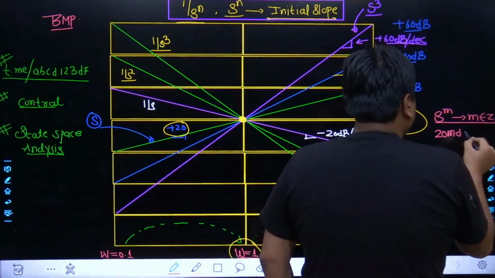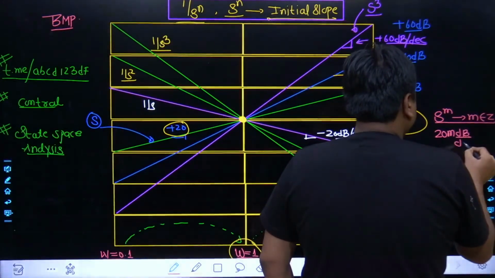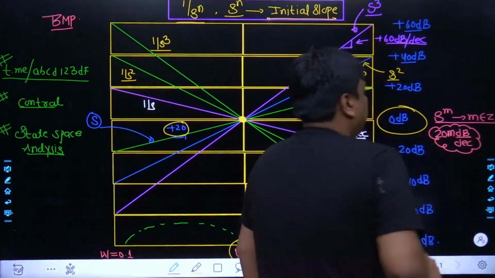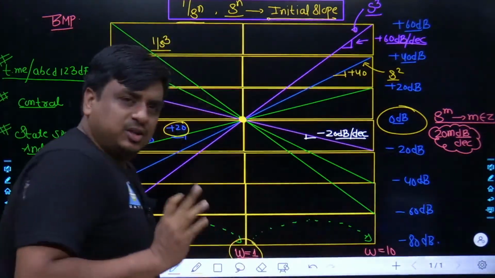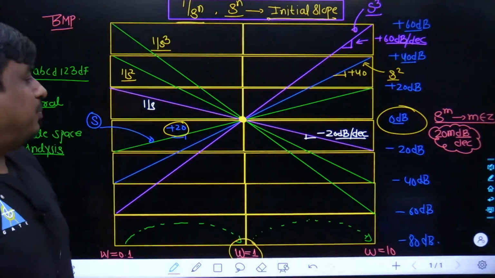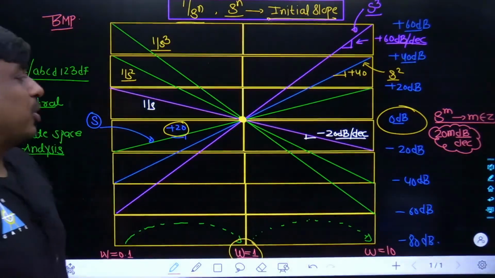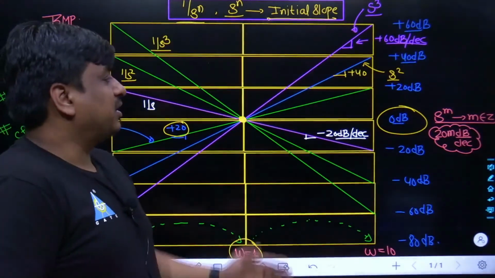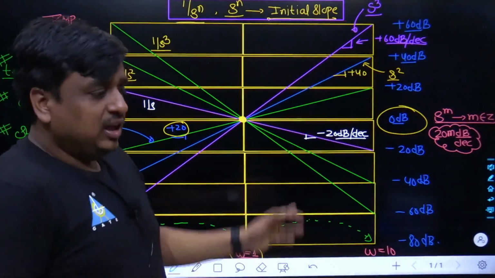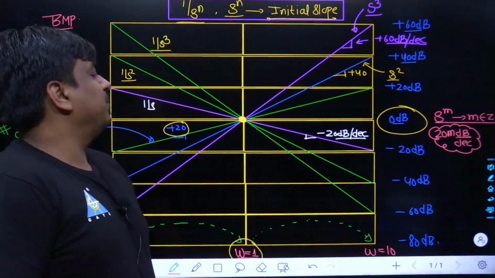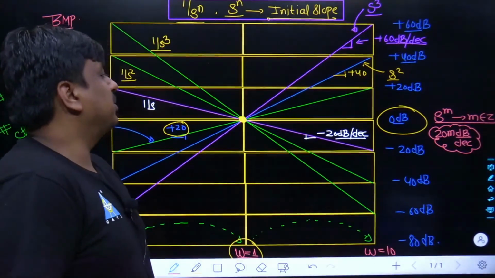20m dB per decade, where if m is plus 1, you will see over the BMP, the plot is going to be a plus 20 dB per decade plot. Similarly, if m is 2, the plot is going to be a plus 40 dB per decade plot. And similarly, if m is minus 1, the plot is going to be a minus 20 dB per decade plot. And similarly, if m is minus 2, it's going to be a minus 40 dB per decade plot.